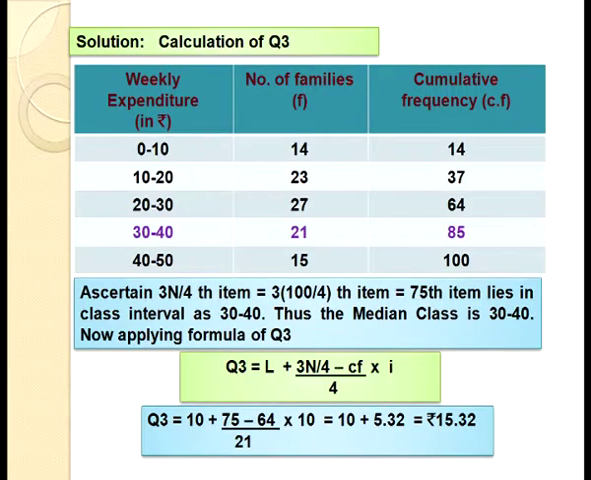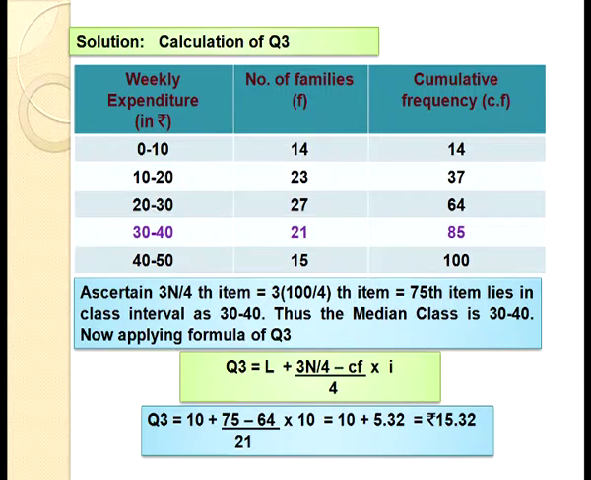Let's see how we are going to compute the value of Q3. Now the whole data is already arranged in ascending order. We have made the cumulative frequency and now we are finding out the value of the 3 into n by 4th item. Now n over here is 100. We put the values and we get the 75th item.